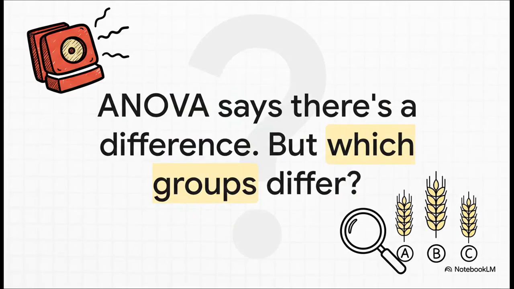And that brings us to one last little puzzle to think about. See, ANOVA is kind of like a smoke detector. It's great at telling you that there's a fire somewhere in the building, but it doesn't tell you which room is on fire. So if our wheat test had found a significant difference, how would we figure out exactly which wheat variety was the best? Well, that's a story for another time.